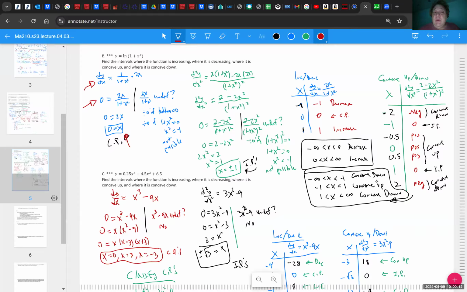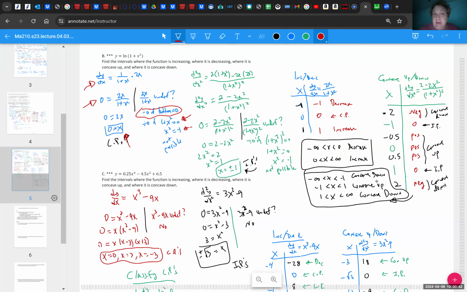And it turns out it's the only one because when I checked whether 2x over 1 plus x squared is undefined, it can be undefined if the bottom of the fraction equals 0. If that bottom part is equal to 0, then it's undefined, and that would be another critical point. The bottom is 1 plus x squared, so I set 1 plus x squared equal to 0. But unfortunately, that has no solutions because that requires x squared equal to -1, which has no real answers.